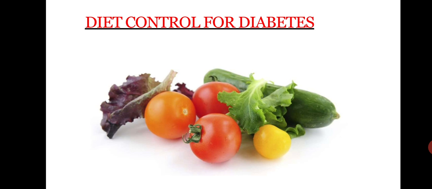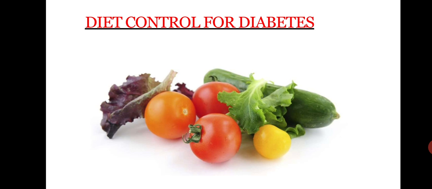Diabetes is often referred to as diabetes mellitus. It's a heterogeneous group of metabolic diseases characterized by a state of chronic hyperglycemia. This may be either because the body does not produce enough insulin, a condition known as type 1 diabetes, or because cells do not respond to the insulin that is produced, a condition known as type 2 diabetes.